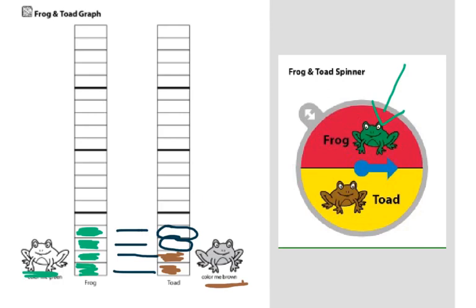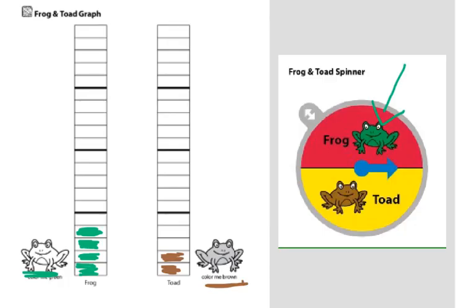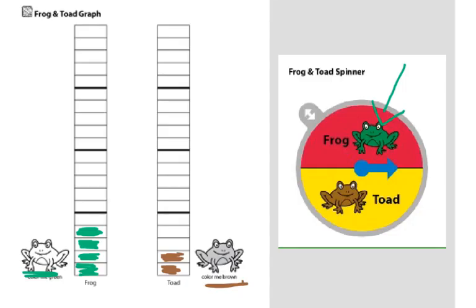Now let's look at using this information from our graph today to make a number sentence on our recording sheet. Our recording sheet is now blank because we filled our last one. So we're going to start with our number sentence from today. How many frogs do we have? 4. How many toads do we have? 2.